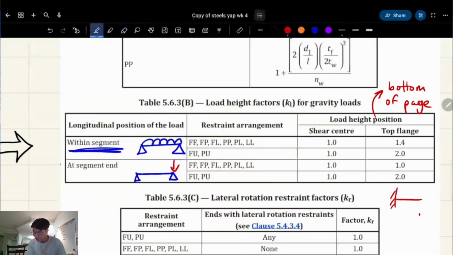Because cantilever is unrestrained at one end, right? And so you have this 2 times loading if it's loaded at the flange and it's cantilever. Yikes. So then the effective length is doubled. That's a big effect. Bad. Yeah. Okay, and then lateral rotation restraint factor.